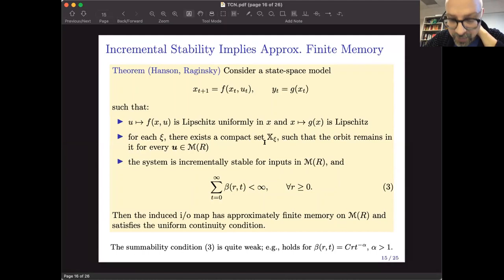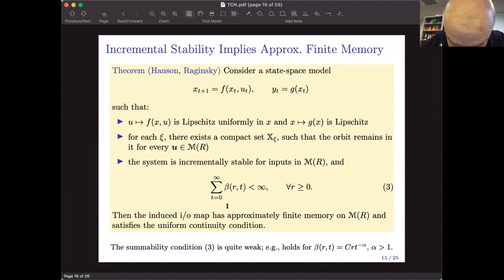Bounded forward invariant sets. So for each initial condition, there exists a compact set such that the states remain in that set for every U in your input class. And the system is incrementally stable, and the sum of these betas is finite. So this is kind of summable. Remember, the betas tell me the length of the transients, so to speak, and the sensitivity to initial condition.